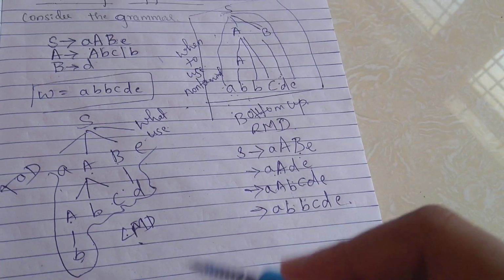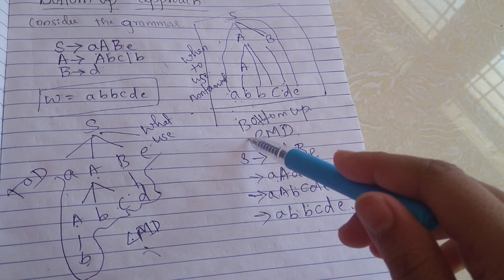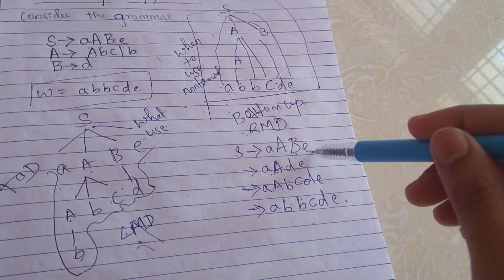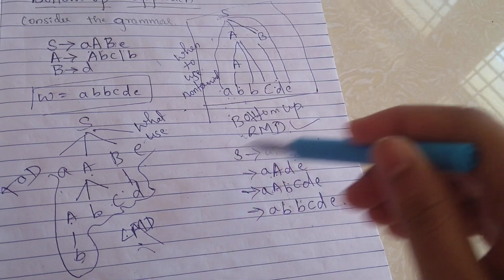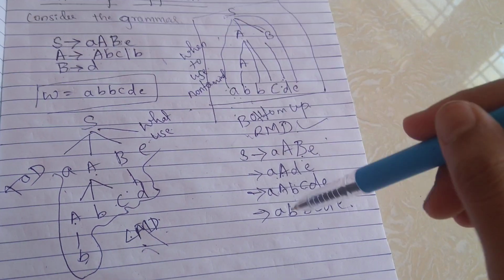So this is the difference between the top-down approach and the bottom-up approach. Here, what to use, and when to use the non-terminals; this is always leftmost derivation, and this is rightmost derivation. This was derived in the previous example, just go through it.